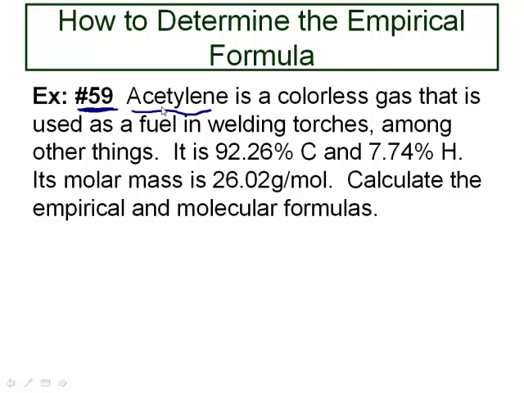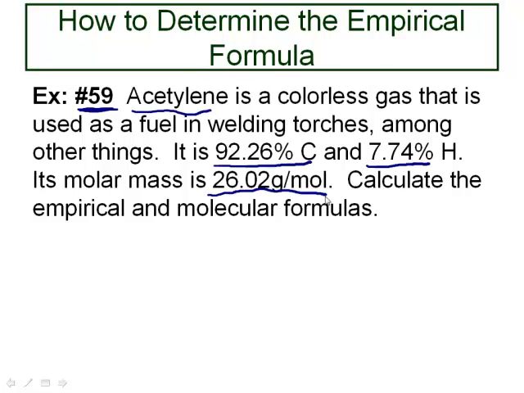For all you guys that are going to take metal shop or do something in the construction academy, oxyacetylene torches are what you use for gas welding a lot of the time. Acetylene is a colorless gas that is used as a fuel in welding torches, among other things. It is 92.26% carbon and 7.74% hydrogen by mass. Its molar mass, we know from a separate experiment, is 26.02 grams per mole.